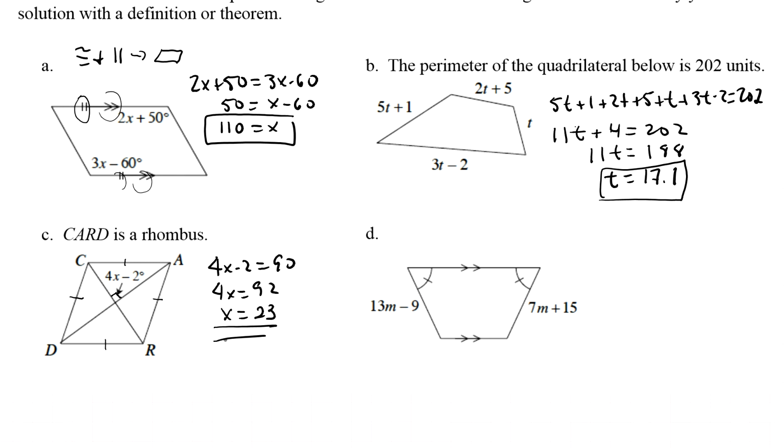Alright, and D looks like we have an isosceles trapezoid. I have one pair of parallel sides, and then I have these two base angles that are equal. So then this side would have to equal this side. So I get 13m minus 9 equals 7m plus 5. Subtract 7m from both sides and I get 6m minus 9 equals 5. And then add 9 and I get 6m equals 14, and then m equals 14 divided by 6, or 7 over 3.